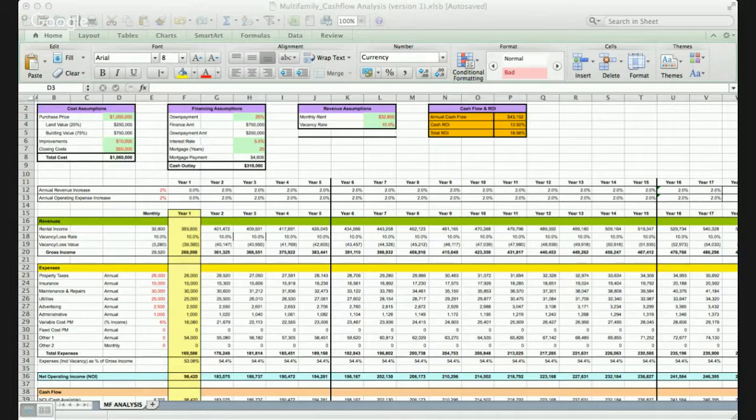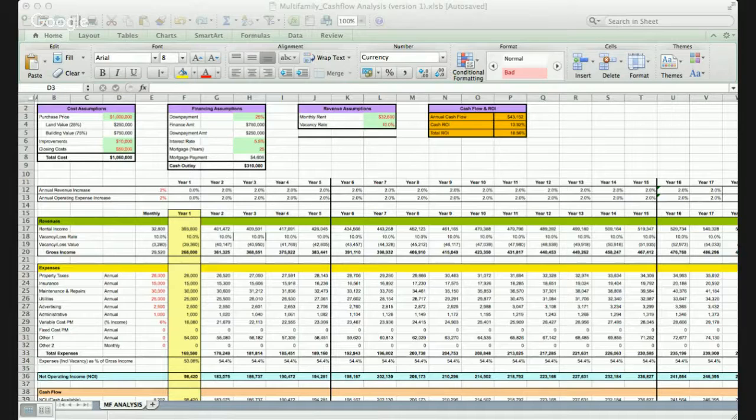In the middle here, we've got a finance tab, which is very, very straightforward. I'm saying I'm going to put 25% down. I'm going to have a basic interest rate, and you can change all these parameters, and overall, it's going to give you the cash outlay you're going to need for your property for an $800,000 property.